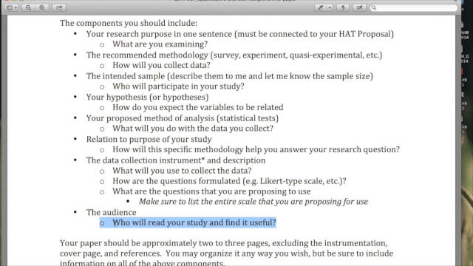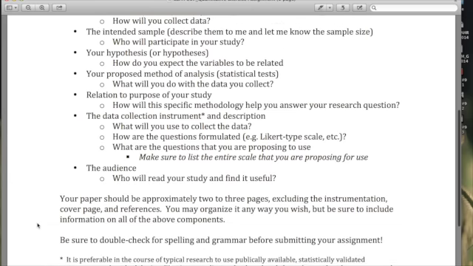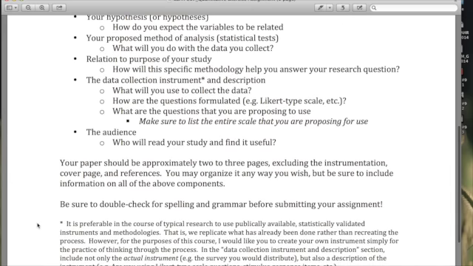The nuts and bolts of this are the paper should be approximately 2 to 3 pages long, excluding the instrumentation, cover page, and references. So you should have 2 to 3 pages of actual meat in answering the questions that we posed here. You can organize it any way you wish, but you want to be sure to collect all the information on the above components, and you should be good to go. You want to make sure that you double check for spelling and grammar before submitting your assignment. We would encourage you to utilize the Writing Center. We are actually out about 3 weeks before the assignment is due, so we would encourage you to utilize the Writing Center to really hone in on your writing skills.